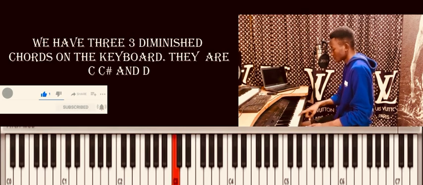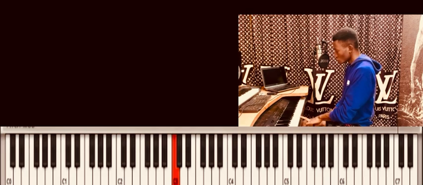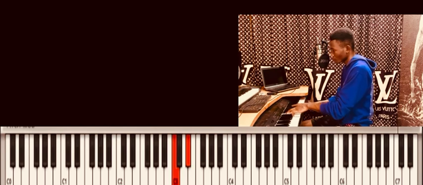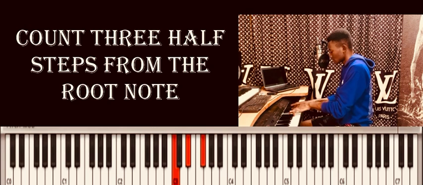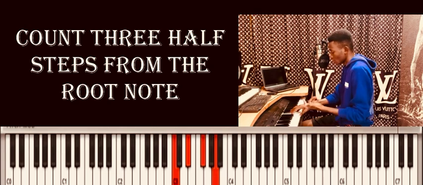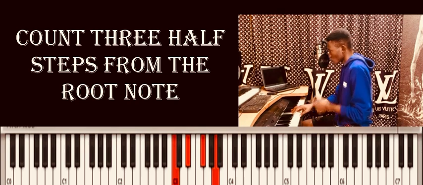Let's take a key like C. If you want to find a diminished chord of C, all you do is count 3 half steps from C. So from C, 1, 2, 3, 1, 2, 3, 1, 2, 3. So we counted 3 half steps. The notes of the diminished chord are 3 half steps apart. So this is one way of finding the diminished chord of any key using the half step approach.